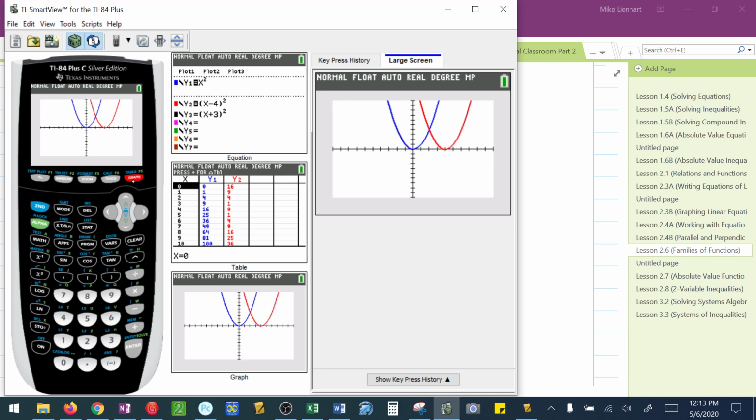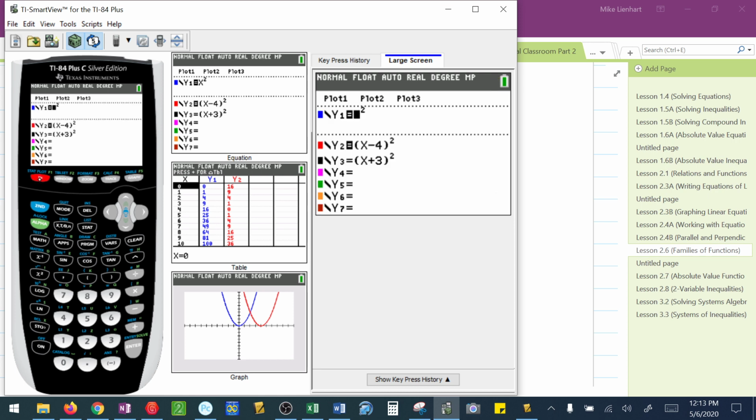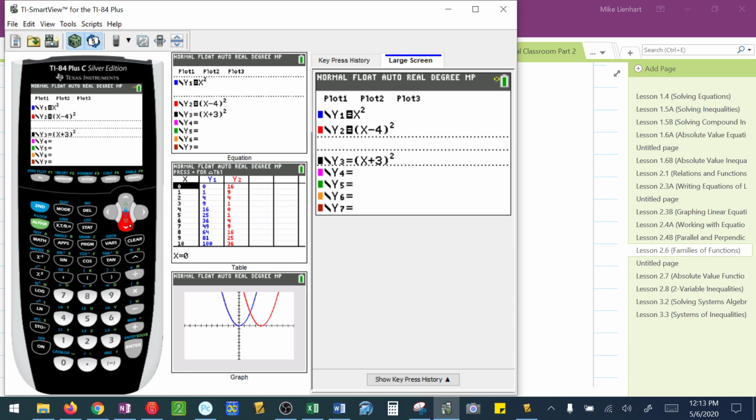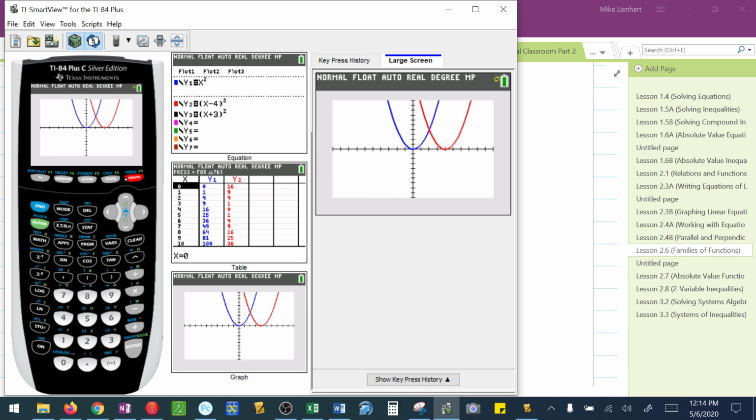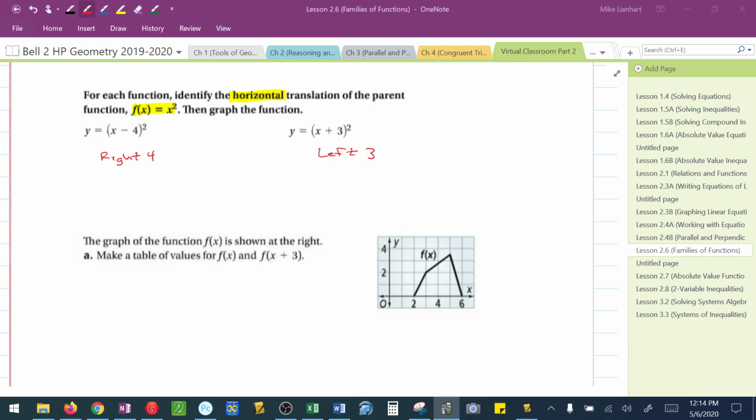Okay? Now, the other one was plus 3 inside. And we said that that moved it left 3. So let me turn that on so you can visually see it. All right, remember from the blue, if we move it 3 to the left, I get that black graph. So hopefully that gives you guys a little visual there to help you out with this right and left movement.